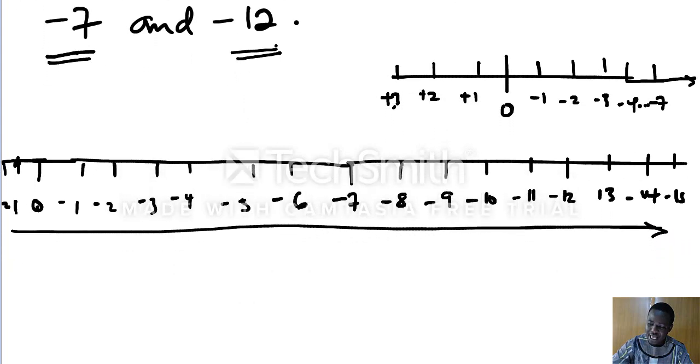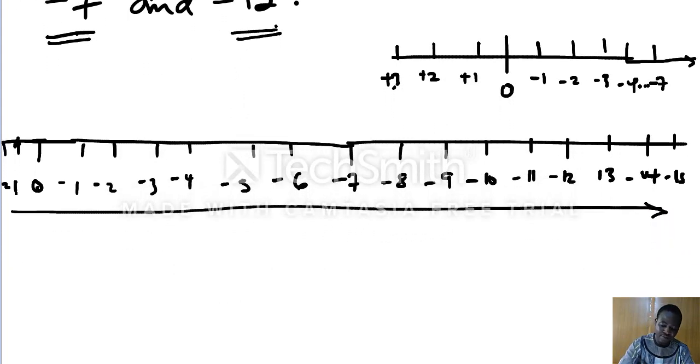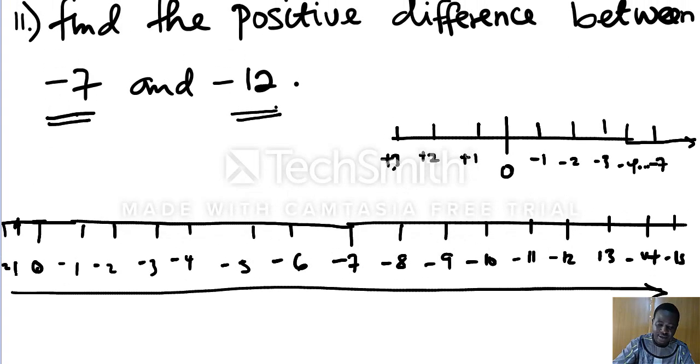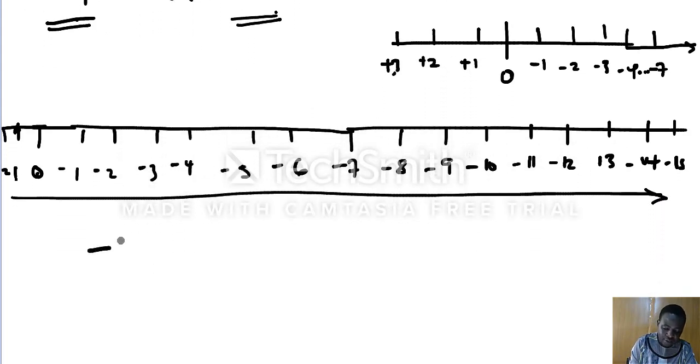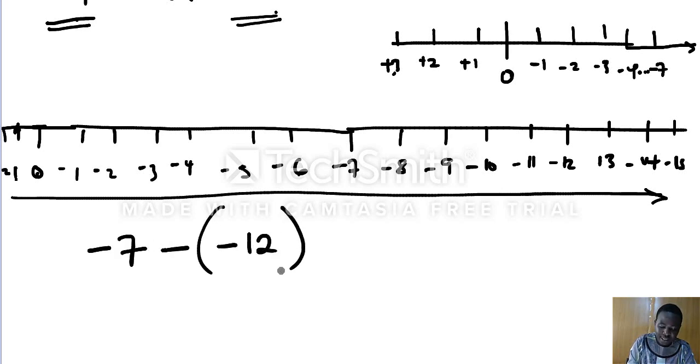So if a positive number now becomes negative, in the negative direction, the bigger number becomes the smaller number. That is why minus 7 is greater than minus 12. So the question says, find the positive difference between minus 7 and minus 12. That is minus 7 minus into bracket minus 12. This is the positive difference. Difference is subtraction.